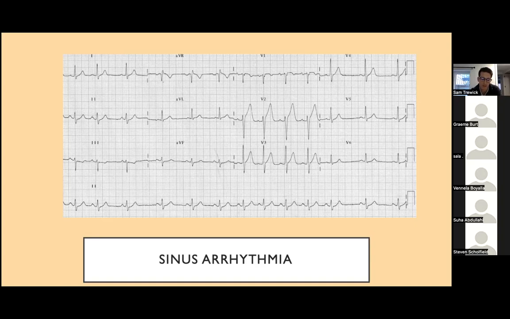AF. This pattern is actually a normal variant in young healthy people, and you get this variation, this irregularity, mostly due to respiratory effort, which increases the vagal tone and slows down the heart rate. Like I said, it's common in younger people. You see it less in elderly people because the baroreceptor reflex reduces over time.